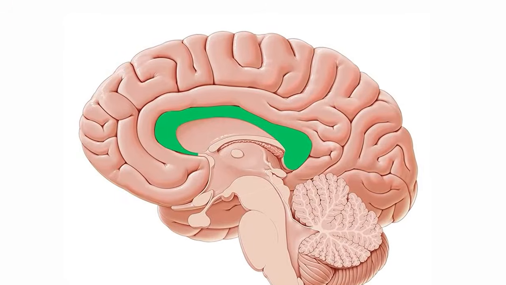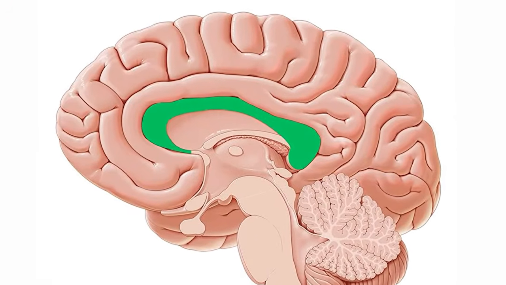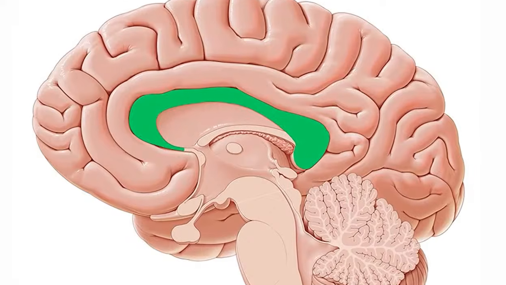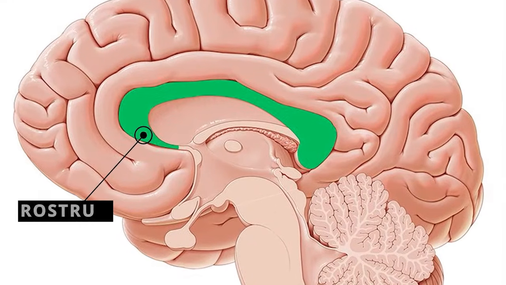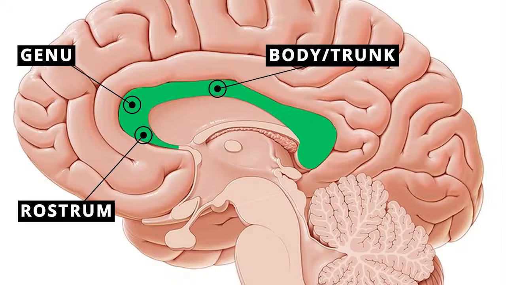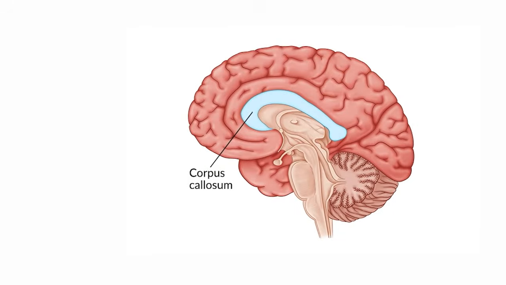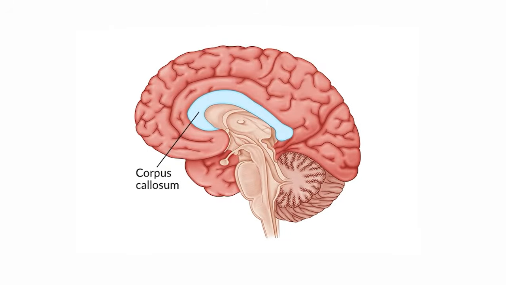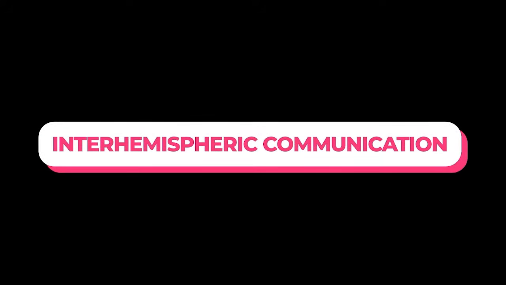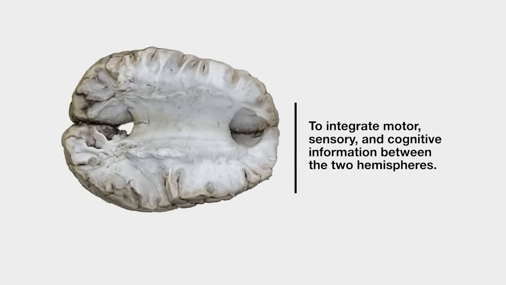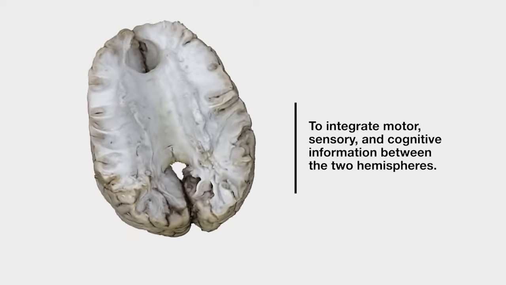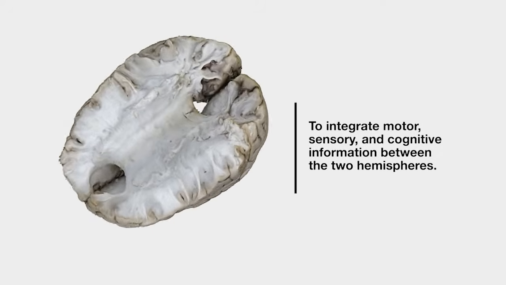The corpus callosum can be segmented into different regions based on its anterior to posterior orientation. Rostrum, genu, body or trunk, and splenium. Functions. Corpus callosum performs several functions, which include interhemispheric communication. Its primary role is to integrate motor, sensory, and cognitive information between the two hemispheres.